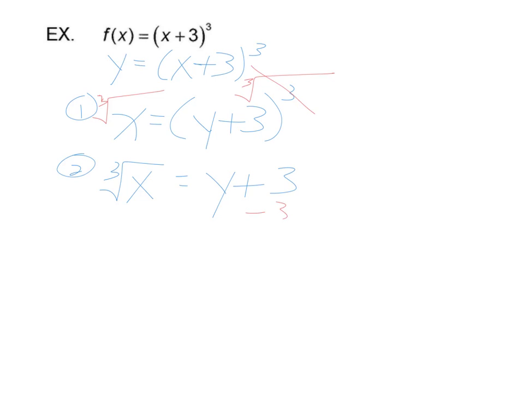Trying to get the y by itself, we subtract 3 from both sides. Cube root of x minus 3 equals y. Now that the y is by itself, we know we have found the inverse.